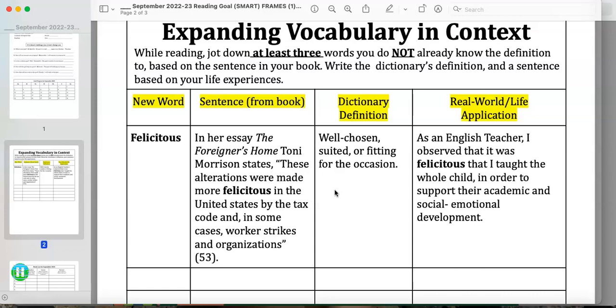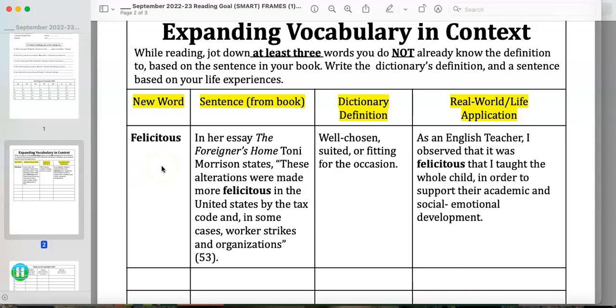And so students are required to jot down at least 3 words that they don't already know the definition to, based on the sentence that they find the word in the book. So they have to pay attention to the meaning of the word within that sentence. Then they write the dictionary's definition. So of course they have to research the definition of the word, and they have to identify the definition that aligns with the meaning within this sentence. And then they have to generate a sentence based on their personal life experiences, okay?